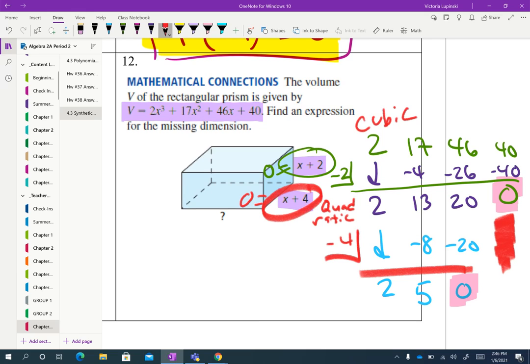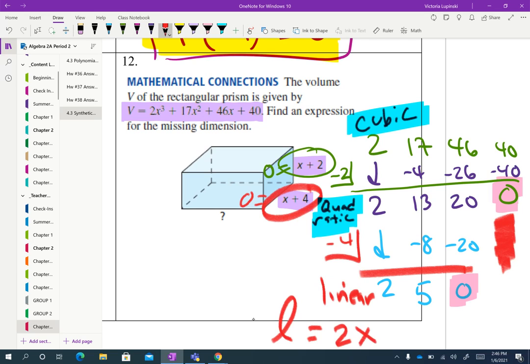To kind of answer the question, my conclusion, I started off as a degree 3 cubic. Then I did 1 round and wound up as a quadratic. That means that my final answer has to be a linear, which means that the length of this prism has to be 2 linear x plus 5.